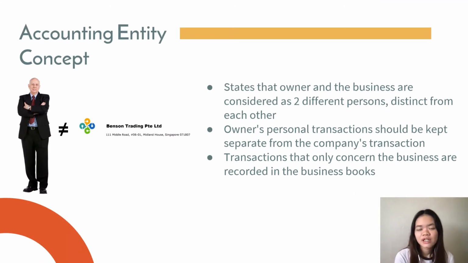Thank you, Rachel. I am Wei Na, and I will be explaining the accounting entity concept that was applied while recording the transactions in the journal entries and how it was applied. Accounting entity concept states that the owner and the business are considered as 2 different persons distinct from each other. The owner's personal transactions should be kept separate from the company's transactions because they are considered as separate economic entities. Transactions that only concern the business, also known as business transactions, are then recorded in the business books.